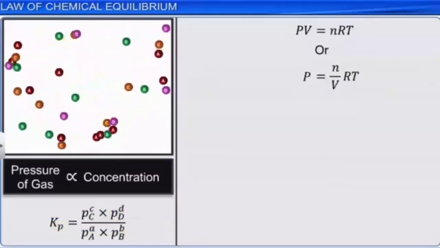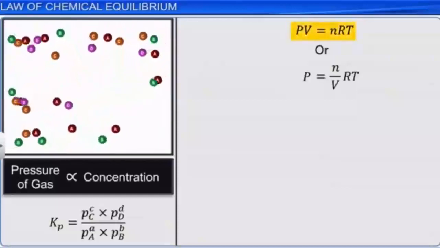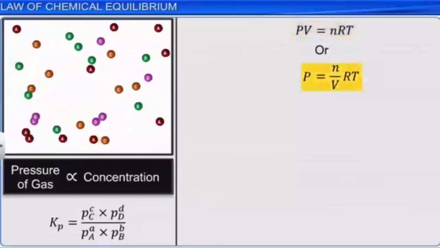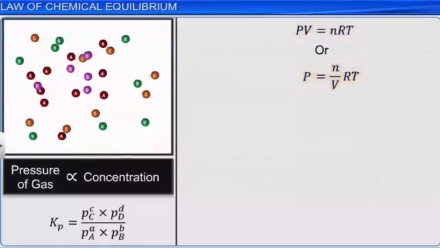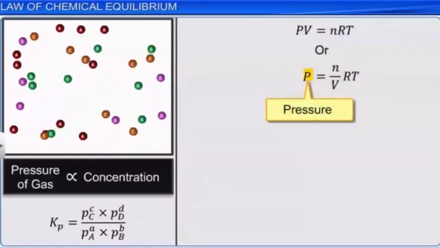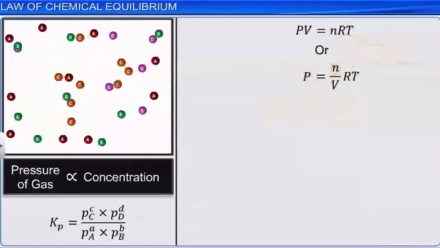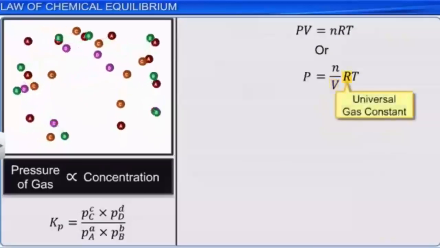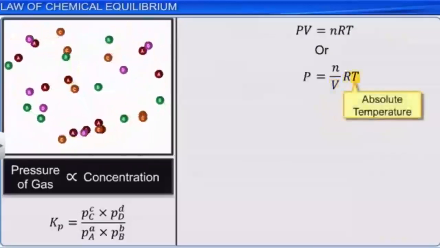According to the ideal gas equation, PV is equal to nRT, or P is equal to nRT by V, where P is the pressure, n is the number of moles of the gas, V is the volume of the gas, R is the universal gas constant, and T is the absolute temperature.